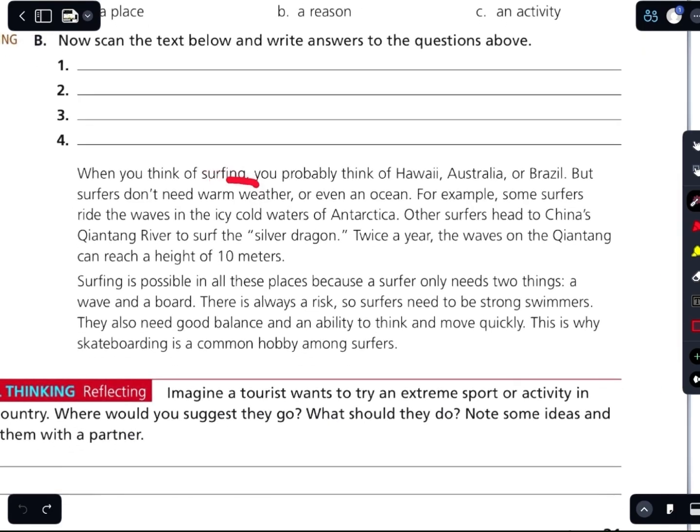When you think of surfing, you probably think of Hawaii, Australia, or Brazil. But surfers don't need warm weather or even an ocean. For example, some surfers ride the waves in the icy cold waters of Antarctica.